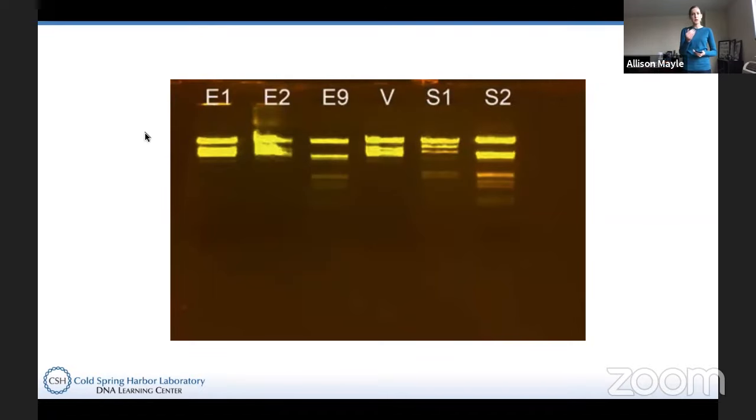Okay, now how about evidence 9? Evidence 9 has lots of bands. They go down a little bit further. They might be a little bit hard to see, but there are some bands. I'm just going to use my cursor. There are some bands down here that match suspect 2. Okay, so on the next slide, I'm going to have labeled evidence 1 and evidence 2 came from the victim, and evidence 9 came from suspect 2.